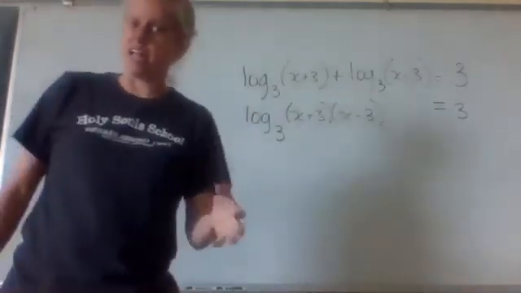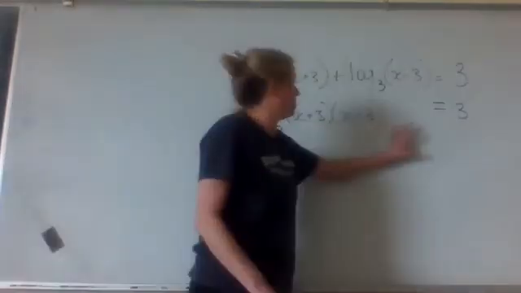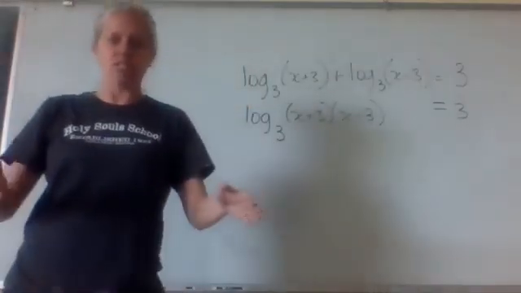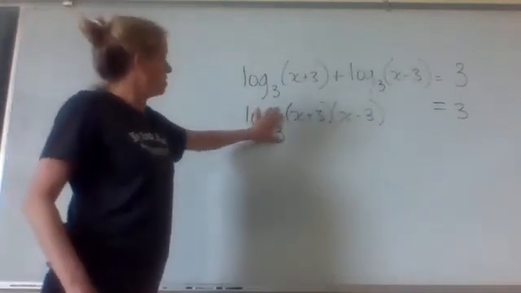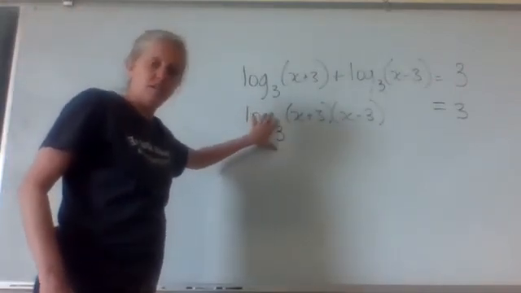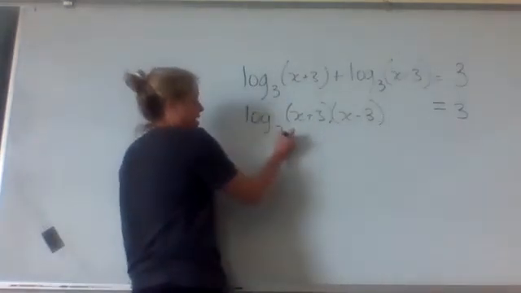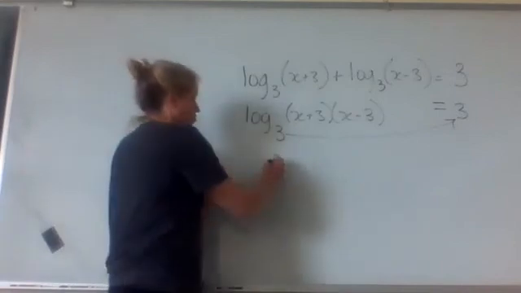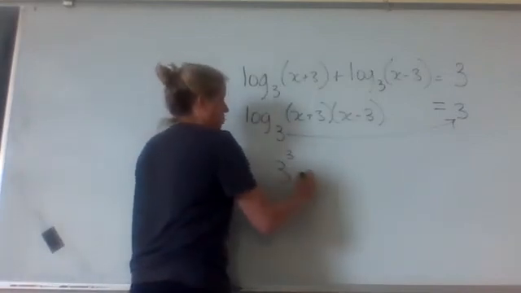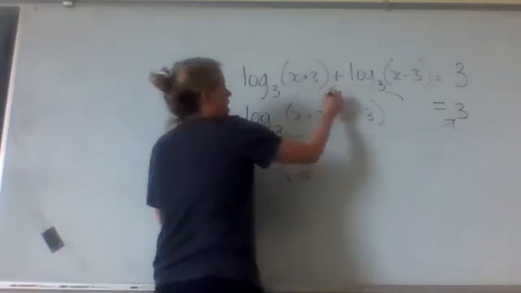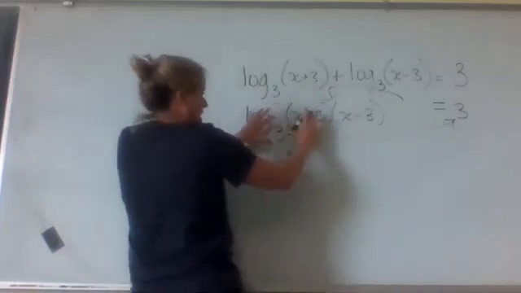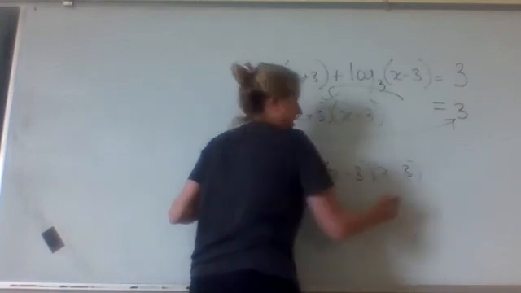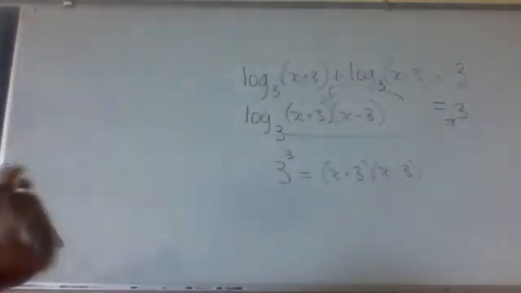equals 3. So it's not like the last one, right? The last one, well, even after I did that, I still had a log over here. So I divided them off and canceled them. But what's the method when you just have one log? Turn it to exponential. Whatever your base is, raise it to that power. So 3 to the 3rd power is going to be equal to whatever is all in this position right here. So x plus 3, x minus 3. And then let's solve this.